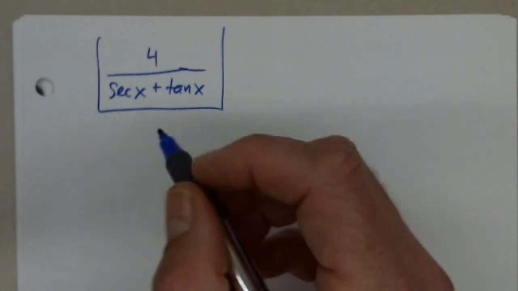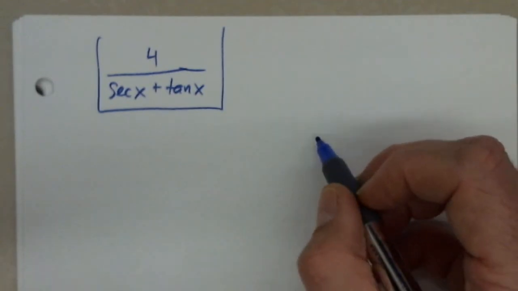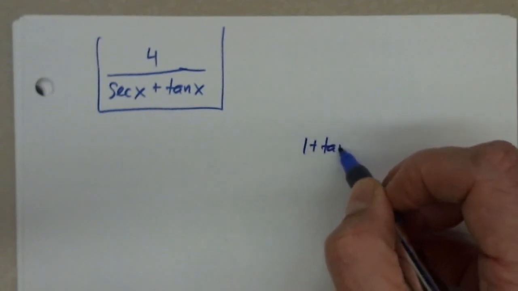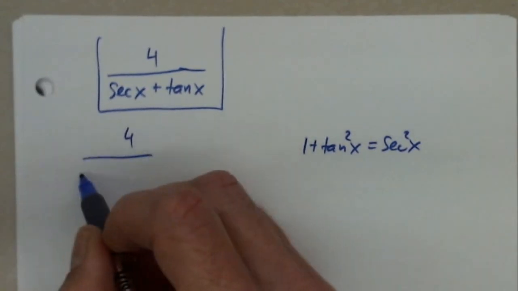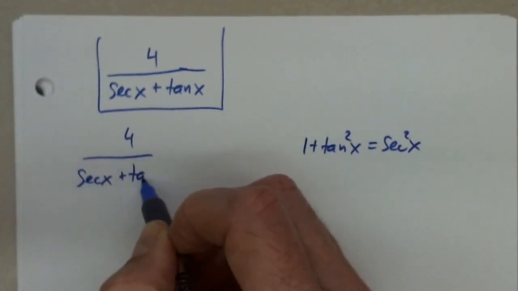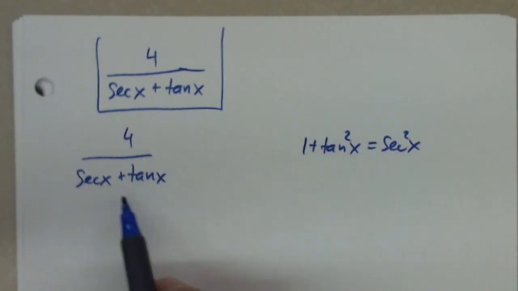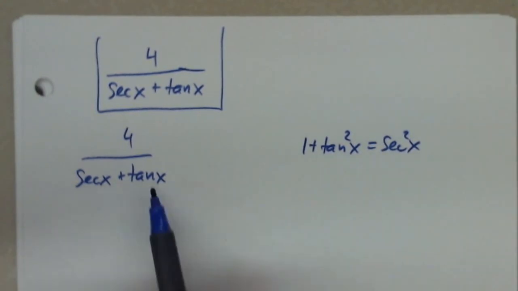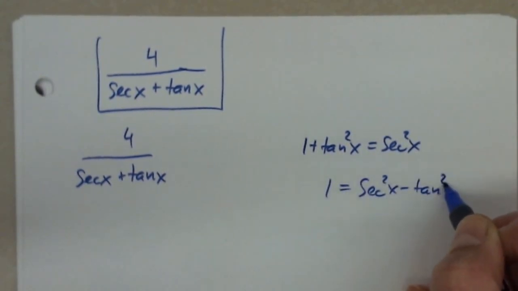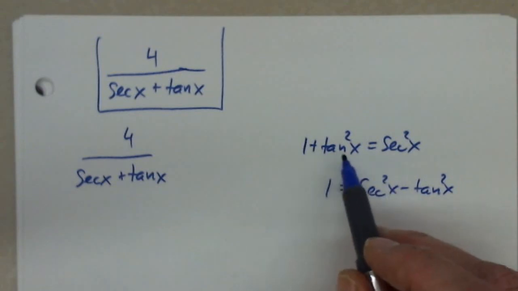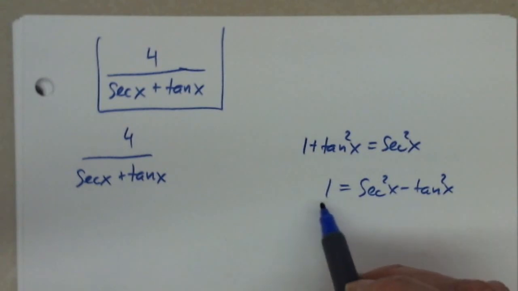Pause the video. Secant and tangent. If we're considering some of the possibilities, we have 1 plus tan squared equals secant squared. And we're going to try to make something like this appear in the denominator. Secant squared minus tan squared. 1 equals secant squared minus tan squared. And so that could give us an idea. If we can make this appear, then we can replace it with a 1.